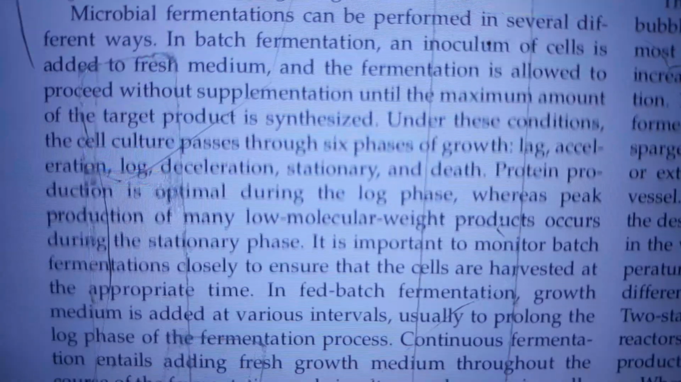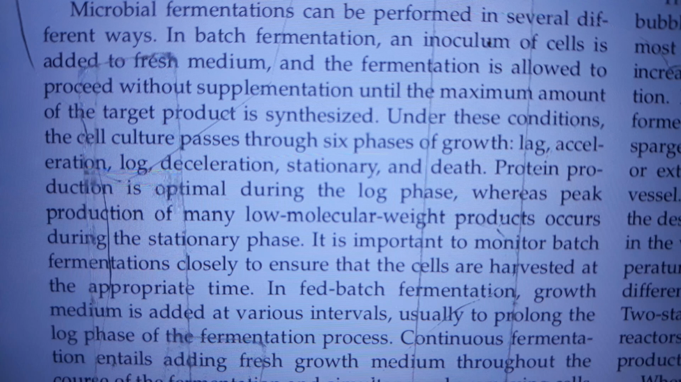Microbial fermentations can be performed in several different ways. In batch fermentation, an inoculum of cells is added to fresh medium and the fermentation is allowed to proceed without supplementation until the maximum amount of the target product is synthesized. Under these conditions, the cell culture passes through 6 phases of growth: lag, acceleration, log, deceleration, stationary, and death.